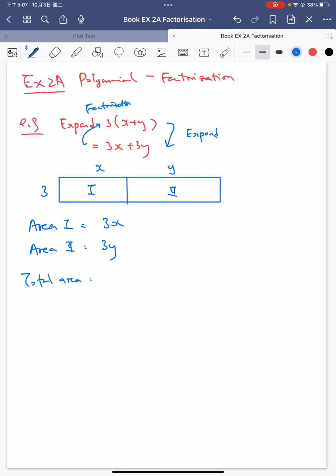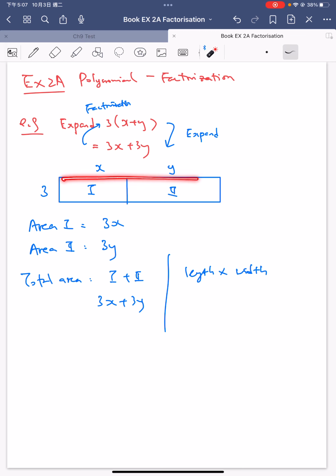But the total area is either the first one plus the second one, or the length times the width, isn't it? If it's the first one plus the second one, then we have 3x plus 3y. And if the length is x plus y and the width is 3, we can use the length times the width, which is 3 times (x plus y). So we can say these two are equivalent. That's the meaning of expansion and factorization.